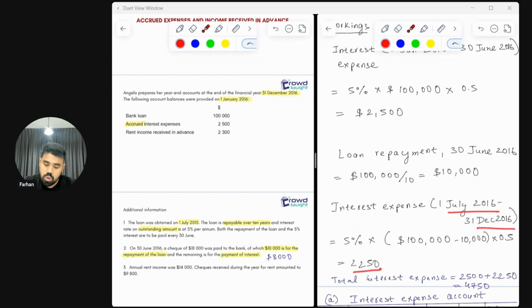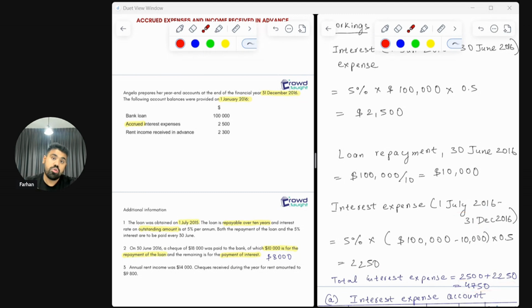$2,250. So altogether, the total interest expense, which you will report in the income statement or the profit and loss statement or the statement of financial performance, is $2,500 for the first 6 months, plus an additional $2,250 for the remaining 6 months, which gives us $4,750.